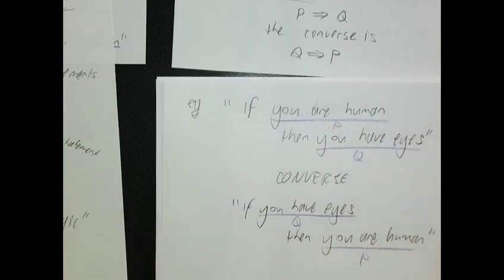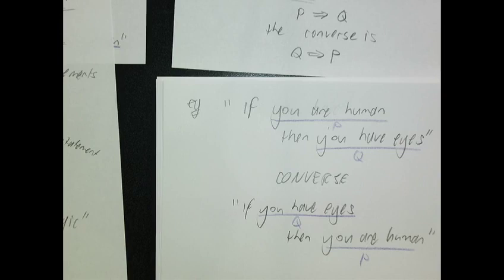Now, this is just something that we've done to a sentence to create a new sentence. Okay, it's mathematical English, if you like. And so we can create a sentence that says this, but it says nothing about whether the new one is true or not. It's just something we've done to a sentence. And as it turns out, if the first one is true, well, technically the second one's not true. If you have eyes, you don't have to be human, because there's other things that have eyes as well. Okay? And so just because the original thing is true doesn't necessarily mean that the converse has to be true.